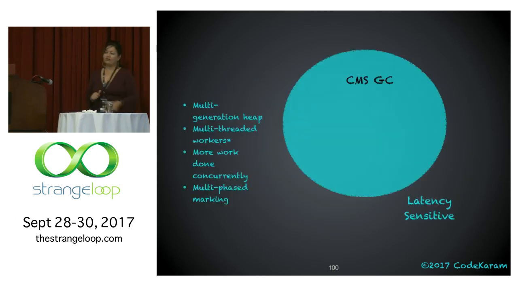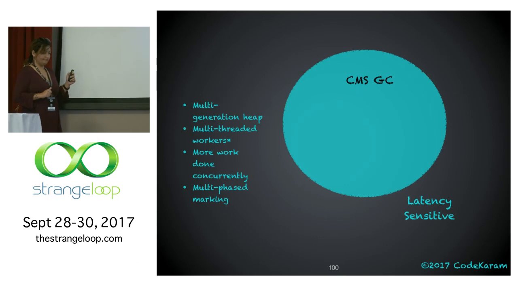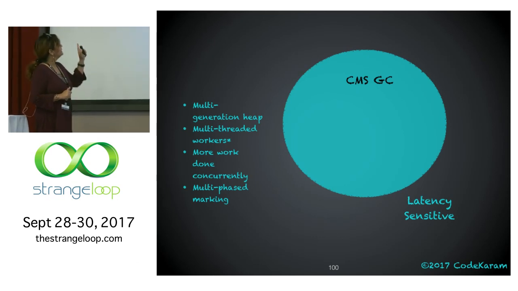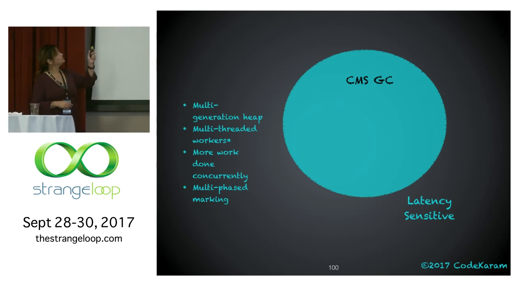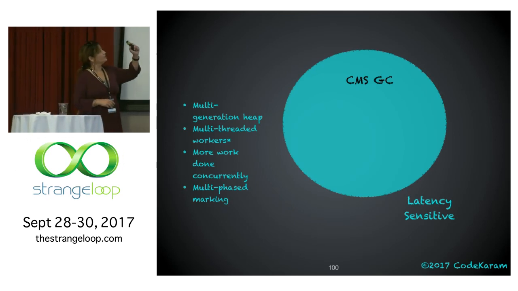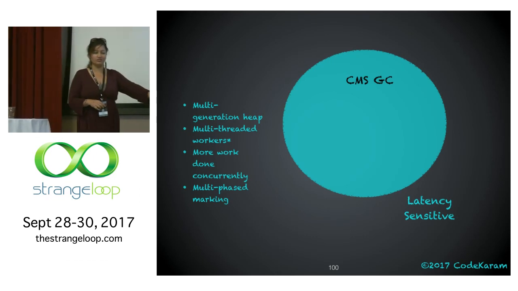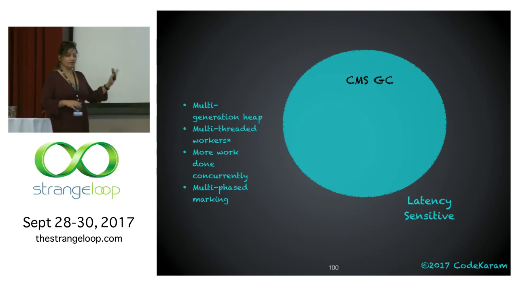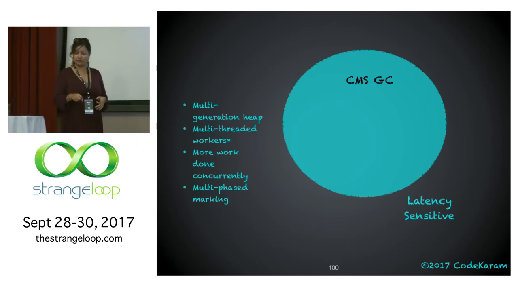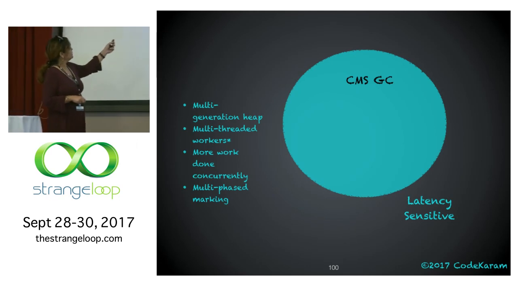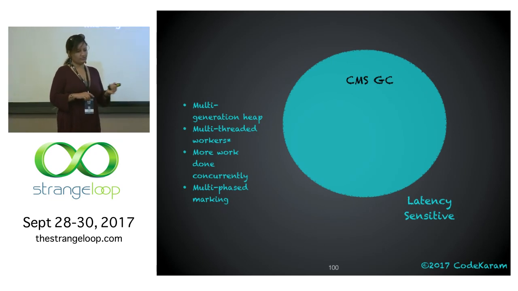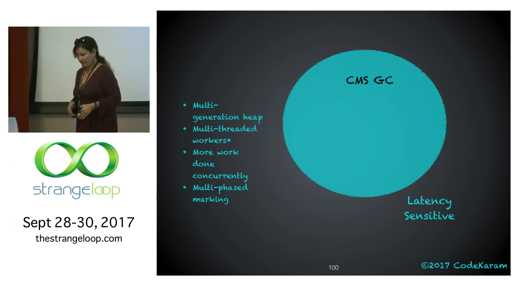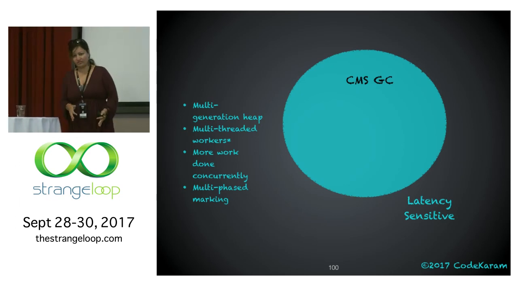The other one is CMS. It's deprecated in Java 9, I think. The difference is, again, in the old generation algorithm. So you still have multi-generational, and you have multi-threaded workers, especially for the young generation. You have some multi-threaded workers for the old generation where some of them are stop the world, okay? And it's multi-phase marking. CMS is concurrent mark sweep. There's no compaction. And that's why CMS is prone to fragmentation.